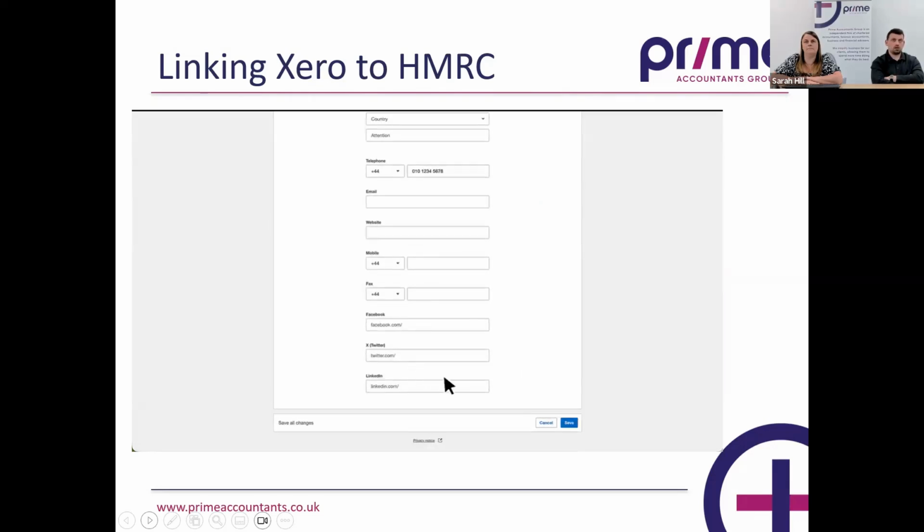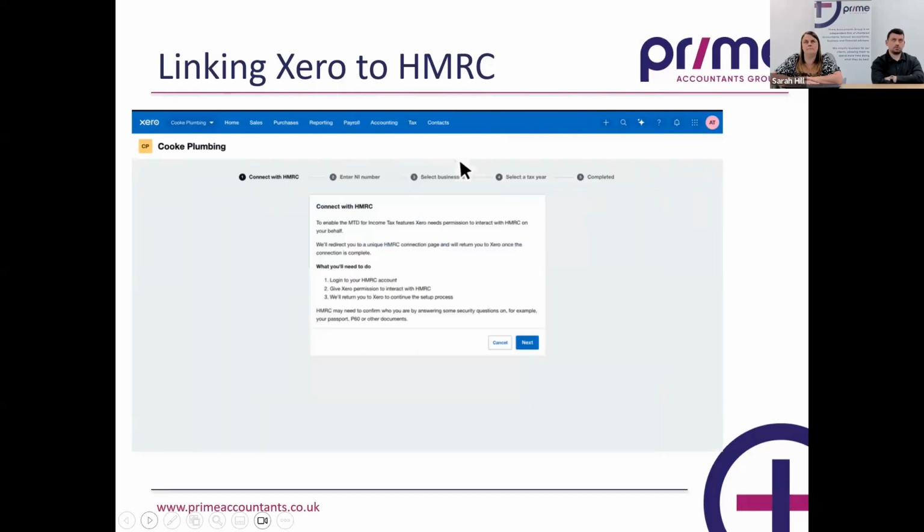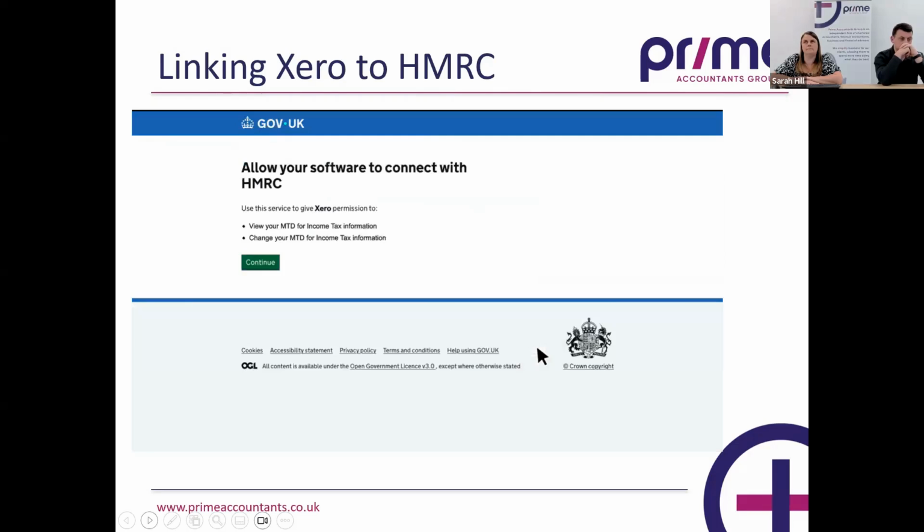And save your changes. Next, go to Tax, then select MTD for income tax. Step 1. Connect with HMRC. Before starting, ensure you have already signed up with HMRC for MTD for income tax using your Government Gateway account and have your Government Gateway login details and national insurance number ready. Click Next to begin the secure connection. You'll be redirected to the HMRC website.